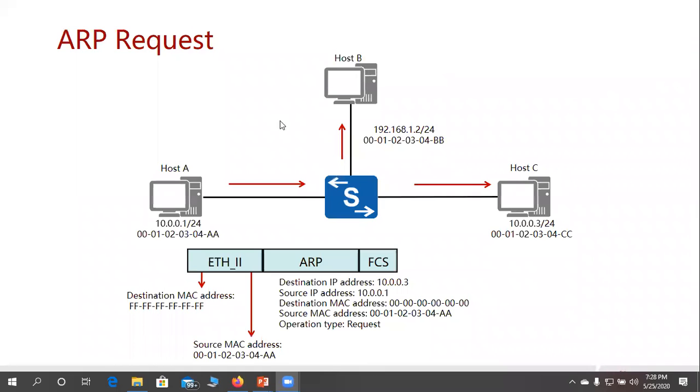Very, very important. Okay, so this is the process. A is going to send a message called an ARP request. In this ARP request, you can see the destination MAC address is going to be FFs. When we have this address, it means that this is a broadcast. It is going to reach each and every device here.